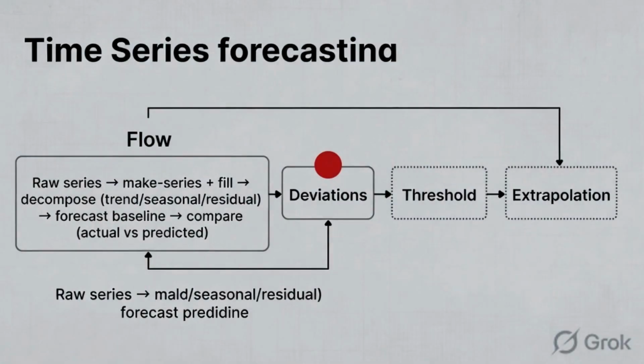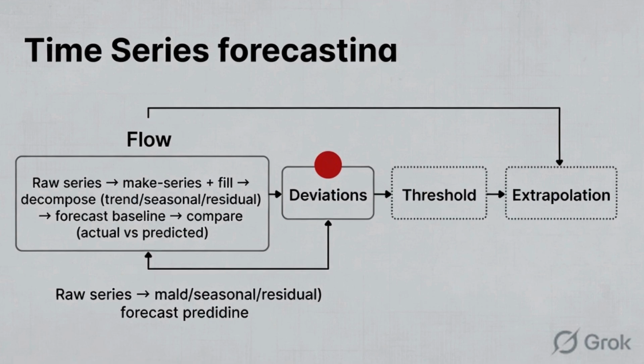Take a look at this clean flow. It's the production-grade pattern for turning historical time series into forward-looking alerts and capacity forecasts. Start with raw series, messy, irregular timestamps and values. First, make-series plus fill. Regularize into even buckets and close gaps so everything is dense and continuous.